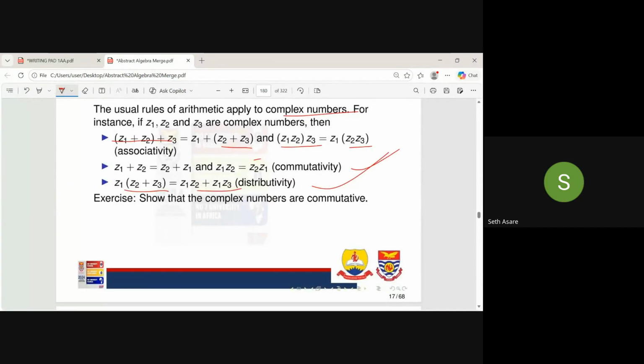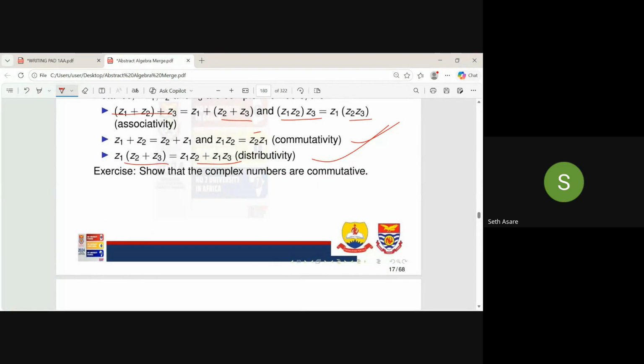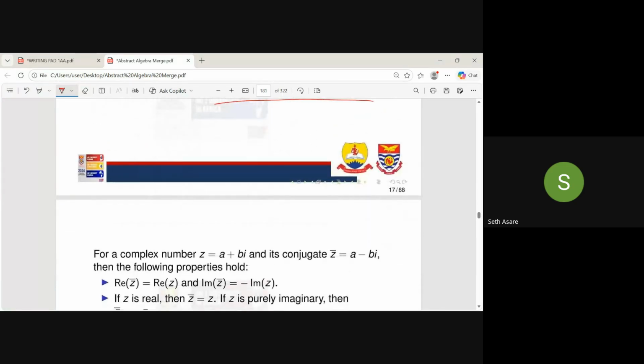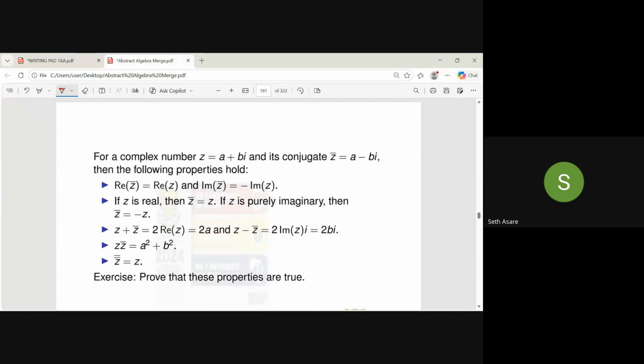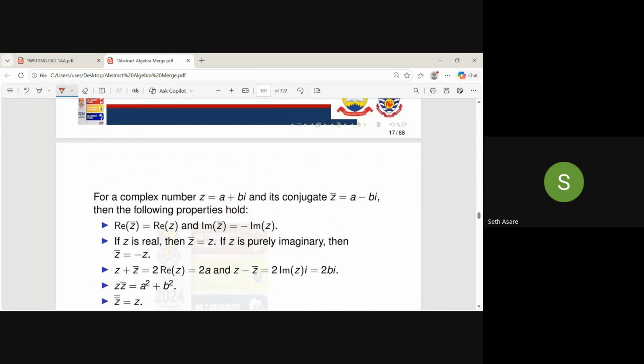Now, an exercise here. Show that the complex numbers are commutative. All right. So you are going to show that they are commutative. All right. So for a complex number z, which is a plus bi, then we take its conjugate. We have said this one already. Look at that. Let's compare the original with its conjugate.